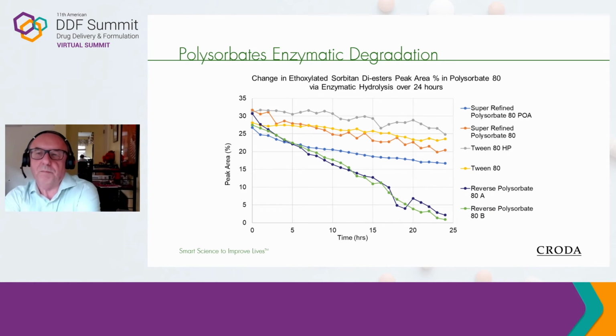So this graph is an example of a typical lipase-induced hydrolysis of polysorbates. Here we're showing polysorbate 80. And we're showing this graph in particular because the main point of interest is that those produced by the reverse process appear to degrade much faster, in fact, nearly twice the speed, which will certainly have consequences with regards to formulation stability.